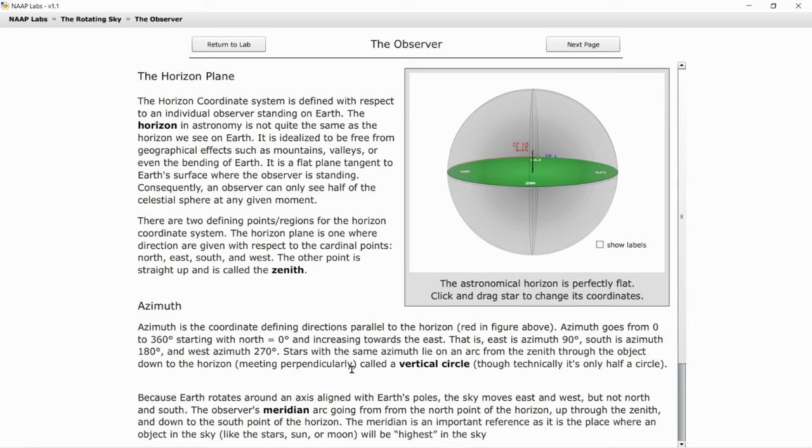Because Earth rotates around the axis aligned with Earth's poles, the sky moves east and west, but not north and south. The observer's meridian is an arc from the north point on the horizon up through the zenith and down to the south point of the horizon. The meridian is the most important reference as it is a place where an object in the sky, like the star, sun, or moon, will be highest in the sky. So again, now it's talking about this. And the highest I can get is 90 degrees because my zenith is a 90-degree angle right here. Okay.